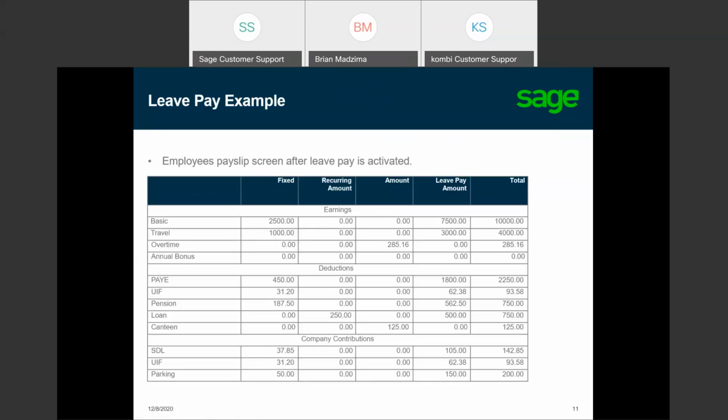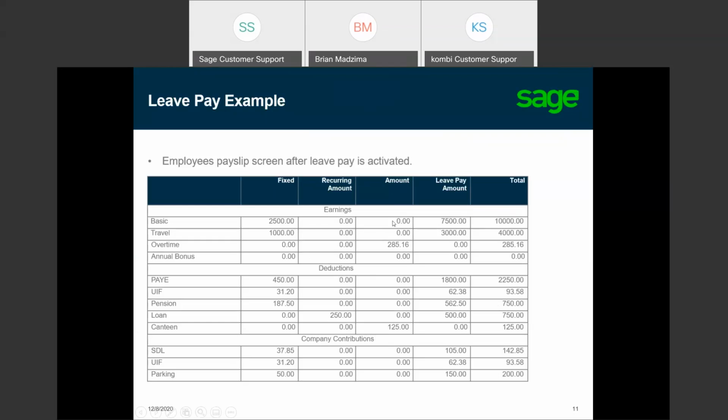So when we have a look at what our payslip screen looks like after leave pay is activated, you'll see here that you'll have 2,500, which was your normal basic salary. And then you'll see that under the leave pay, you'll have your salary times 3 months. So you are able to make selections of which lines must therefore be multiplied by your leave pay periods. You'll also see that the same applies for your travel allowance in this example, your pension deduction as well.